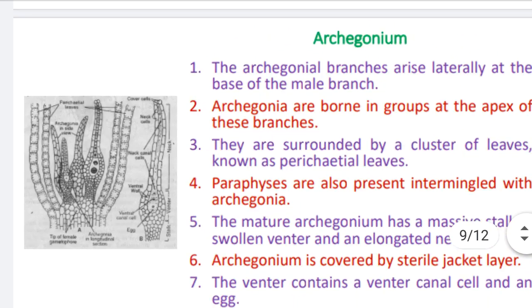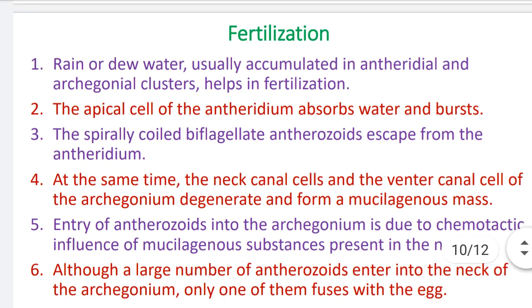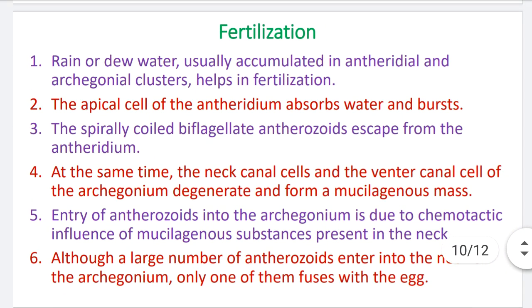Okay, now the next point, that is fertilization. Number 1. Rain or dew water usually accumulated in antheridial and archegonial clusters or branches helps in fertilization. Here water is essential for fertilization. Okay. Number 2. The apical cell of the antheridium absorbs water and bursts. काय होतं इथं? The apical cell of the antheridium absorbs the water and it ruptures.